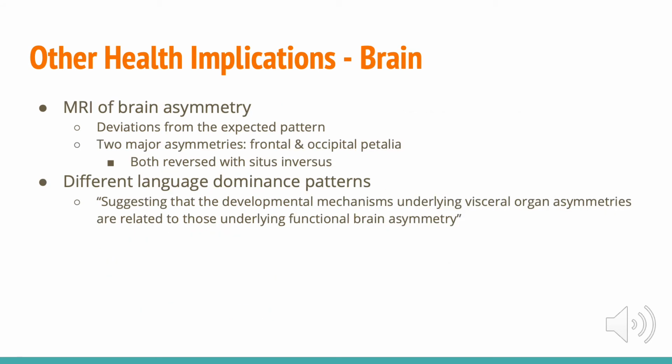Situs inversus has many health implications, and its effect on the brain is one of them. In order to see if situs inversus affects the brain, an MRI of brain asymmetry must be performed. The brain MRI specifically looks at the 2 major asymmetries, these being the frontal and occipital petalia. The MRI concludes deviations from the expected brain pattern. It also shows different language dominance patterns. These patterns suggest that the developmental mechanisms underlying visceral organ asymmetries are related to those underlying functional brain asymmetry.